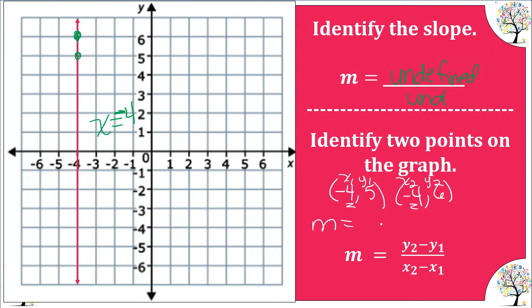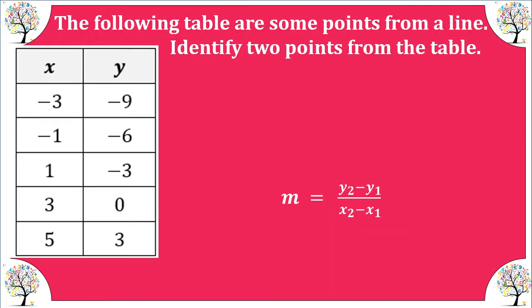So we have 6 minus 5, and then -4 minus -4. So that gives me 1 over 0. And when you have 0 in the denominator, we call that undefined. So if you calculate slope, and you don't have the graph, and you don't remember that when you have repeating x's it's undefined, you do the math and you get 0 in the denominator, you know it's undefined slope.